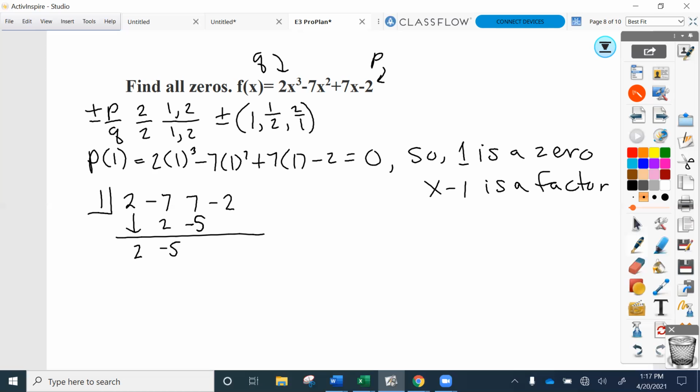-5 times 1 is -5. Add those two, you get a +2. +2 times 1 is +2. And no surprise, we get a 0 remainder because we knew it was a solution. But what that does give us is the depressed equation.